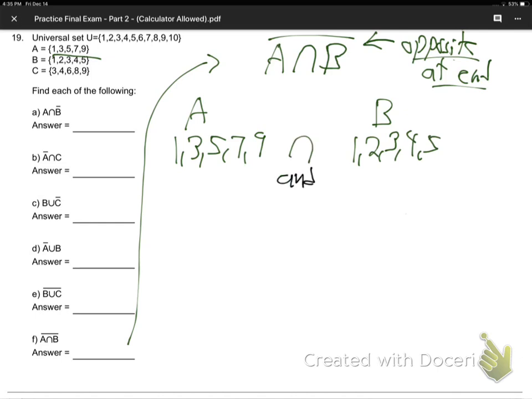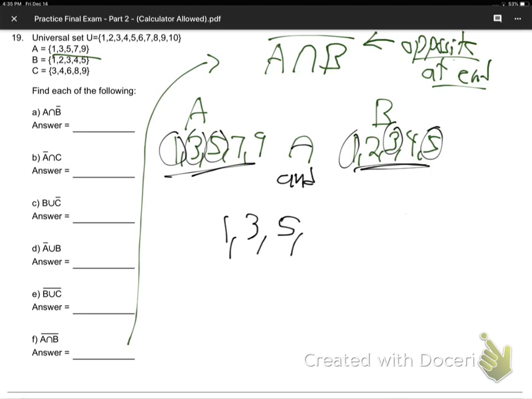Is like an and. You got to be in here and in there. You're in the overlap. See, you turned over. It's like a big A for and. So, is 1 in both? Yeah, it's right there. Is 3 in both? Yep, there it is. Is 5 in both? Yep, there it is. Is 7 in both? Nope. Is 9 in both? Nope. Is 2 in both? Nope. Is 4 in both? Nope. So it's 1, 3, 5.